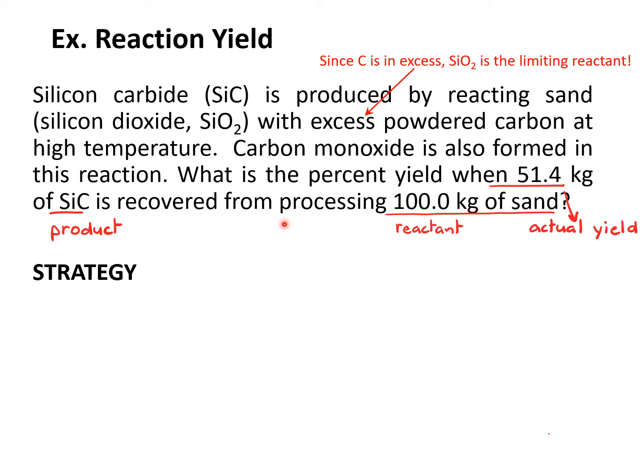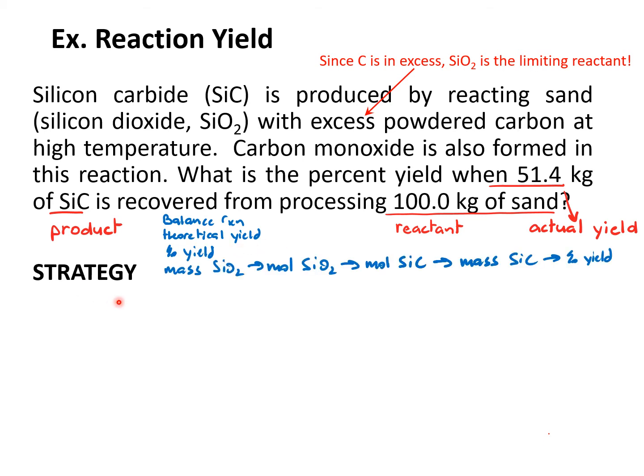The strategy for solving this question is to start by balancing our chemical reaction. Next, we use the amount of reactant, 100 kilograms of silicon dioxide, to calculate the theoretical yield for our reaction. And this is used in conjunction with the actual yield, then to calculate the percent yield. Now, in order to calculate the theoretical and percent yields, we start with a mass of silicon dioxide, or sand, and use this to convert to the moles of silicon dioxide. This is then used to convert to moles of silicon carbide, which is our product, which is used to calculate the mass of silicon carbide, which is our theoretical yield. Our theoretical and actual yields are then used to calculate the percent yields.